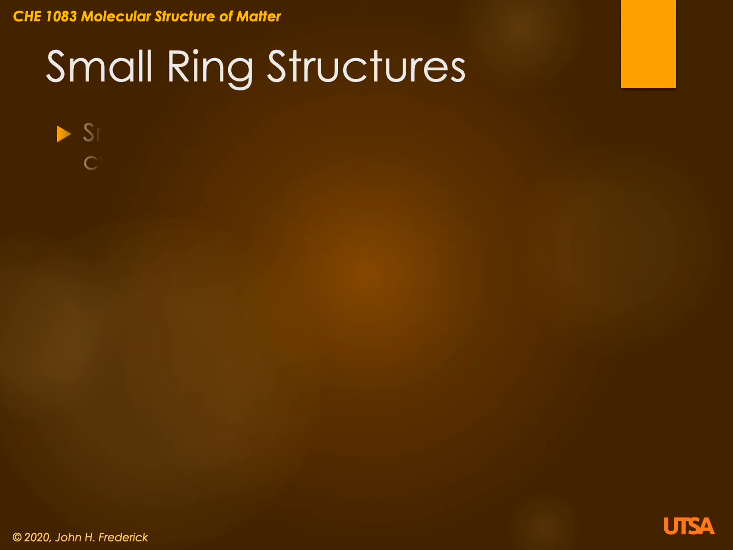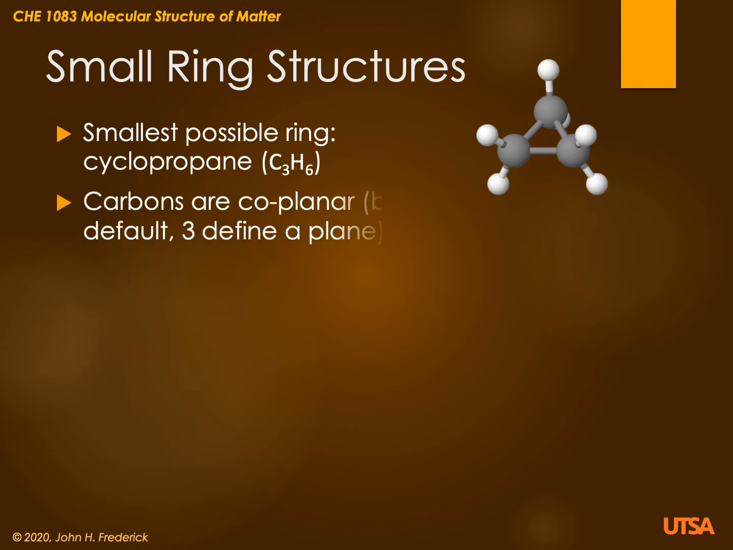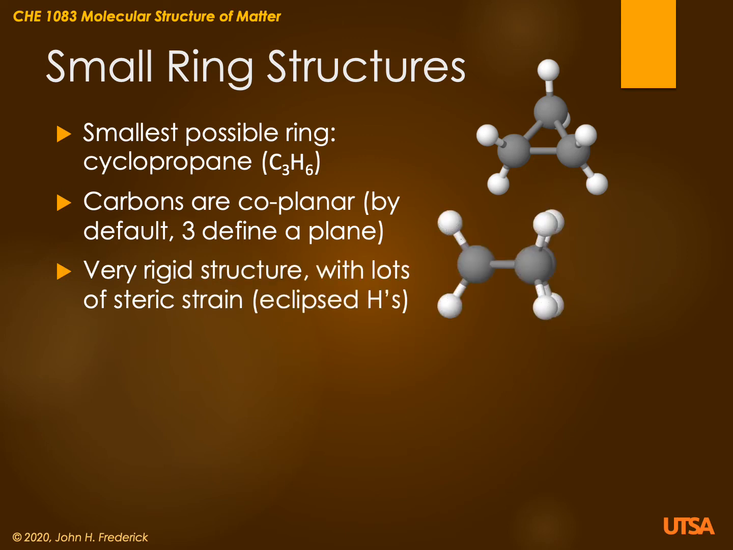So for small ring structures, the smallest possible one is cyclopropane. We can't have a two-carbon ring structure because you need three to make a ring. So cyclopropane is C3H6. The carbons in this are obviously coplanar because it takes 3 points to define a plane. It has a very rigid structure. There's a lot of steric strain. If we look down one of the carbon-carbon bonds, we can see that the atoms are all perfectly eclipsed with one another. So there's going to be a lot of bond angle deformation due to that eclipsed nature of the hydrogen atoms.